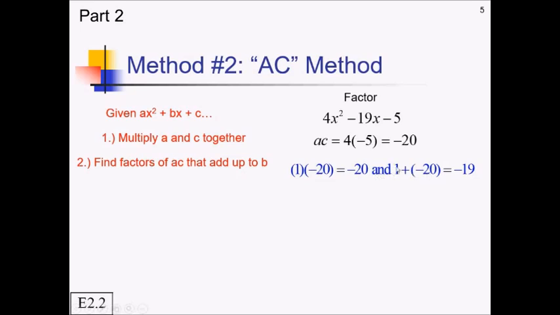So once you've found your magic factors, what do you do with them? Now what we're going to do is split up that bx term, that linear term right here, into the two factors with x's on them. So instead of writing a negative 19x here, I'm going to rewrite this as 1x minus 20x. So I'm taking these two factors that satisfied this condition and splitting the x term up into those two factors.